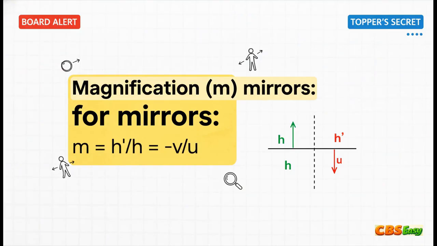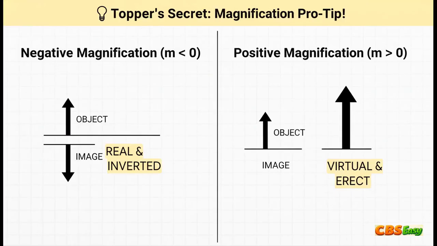And finally, magnification. This formula just tells you how much bigger or smaller the image is compared to the object. It's the image height over the object height, which also happens to equal minus v over u for mirrors. Don't forget that little negative sign. It's important. And here is one last pro tip that'll save you a ton of time. If you calculate the magnification and your answer is a negative number, that automatically tells you the image is real and inverted. If it's positive, the image is virtual and erect. It's a fantastic little shortcut to check if your answer makes sense.